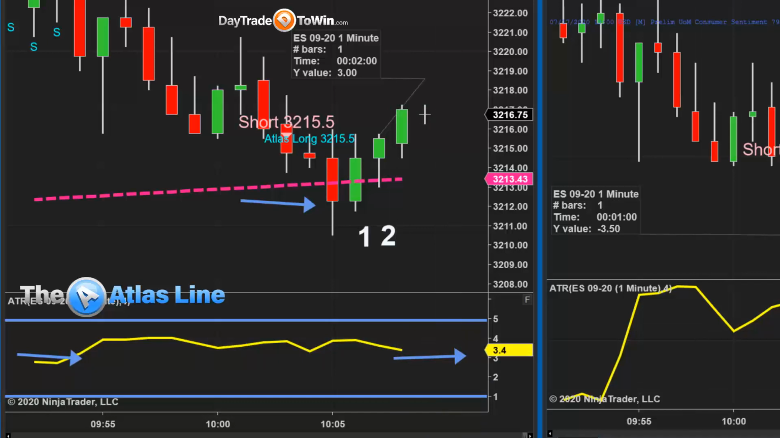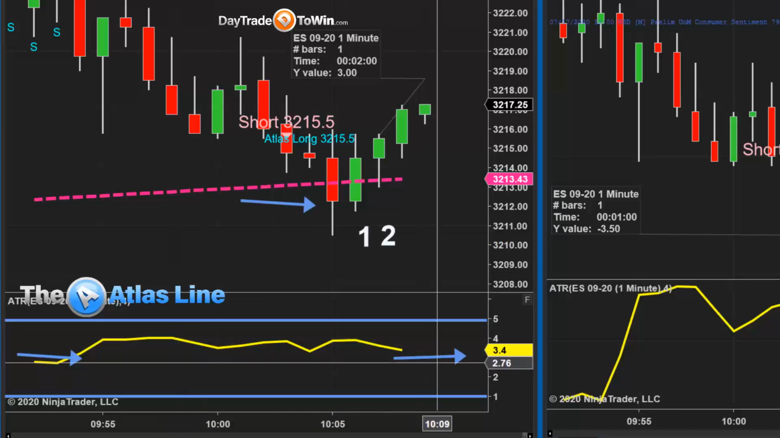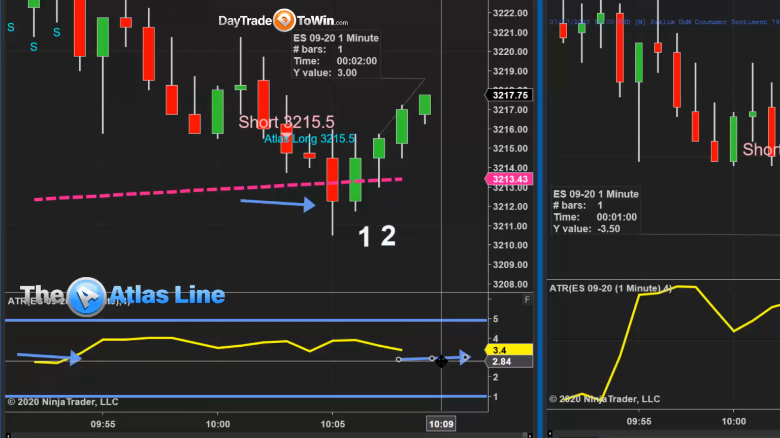That's correct. So in this trade right here, we always have to look. Steve says, well, what about the stop, right? Let me just forward this. The stop, Steve, is always based off the current conditions, again, the ATR.